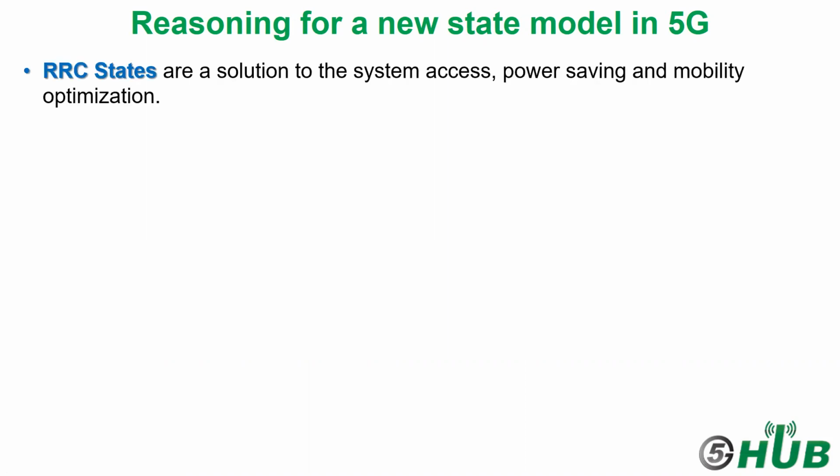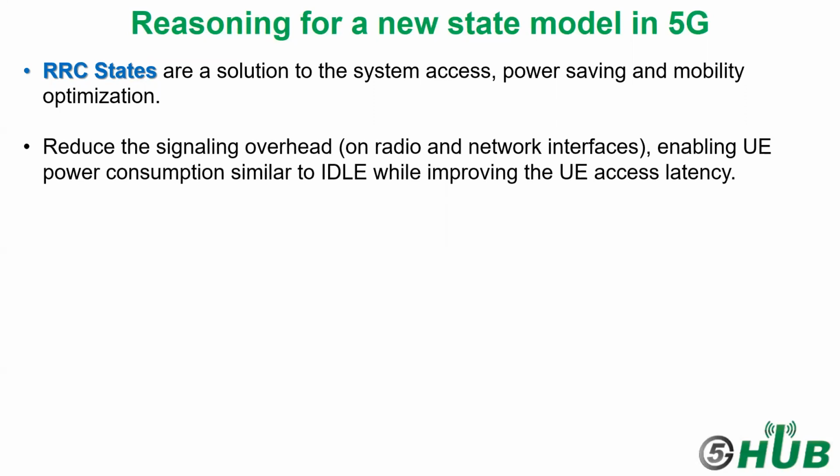As you know, RRC states are a solution for power saving and mobility optimization in the previous generations of 3G, 4G, and 5G. They reduce the signaling overhead on the radio interface and network interfaces, and enable user equipment power consumption similar to idle while improving the user equipment access latency.